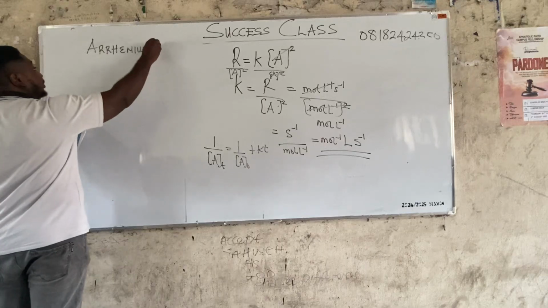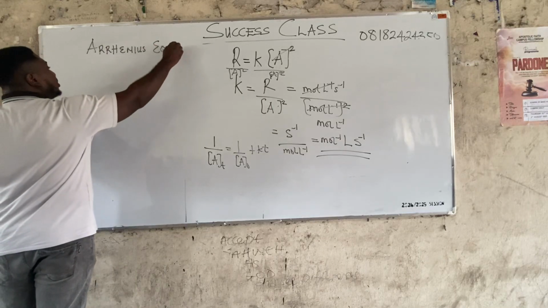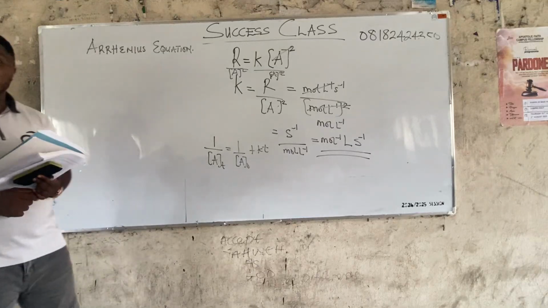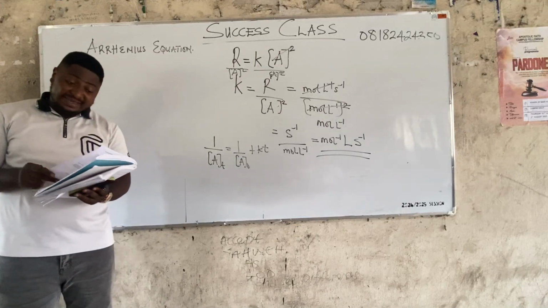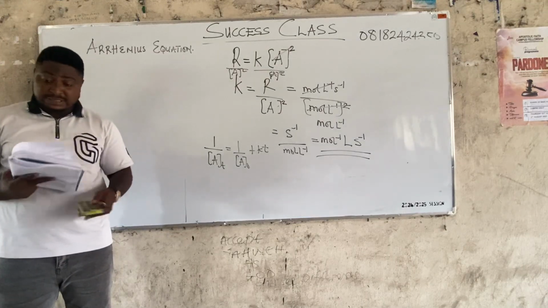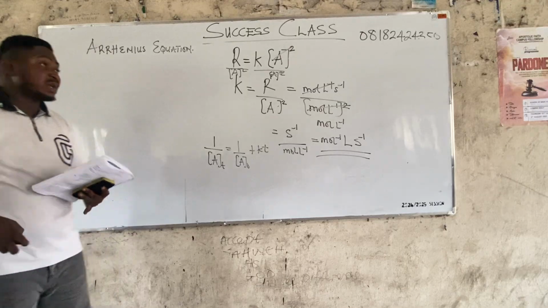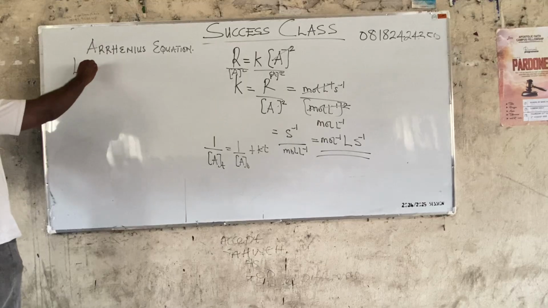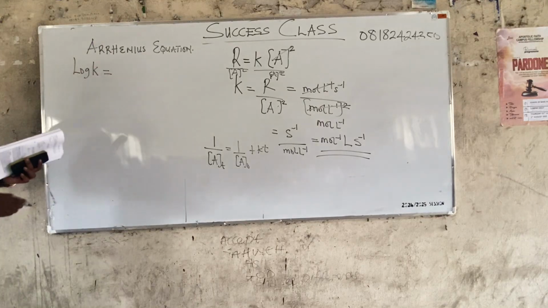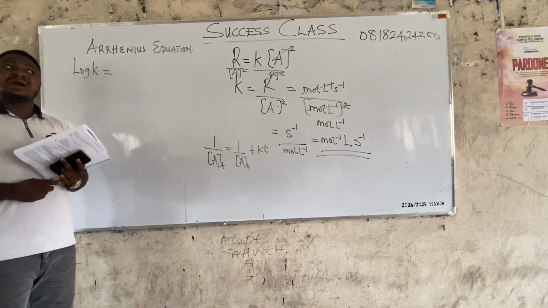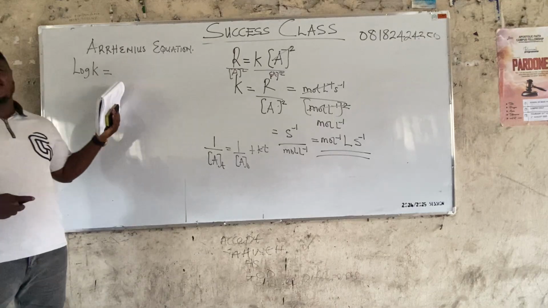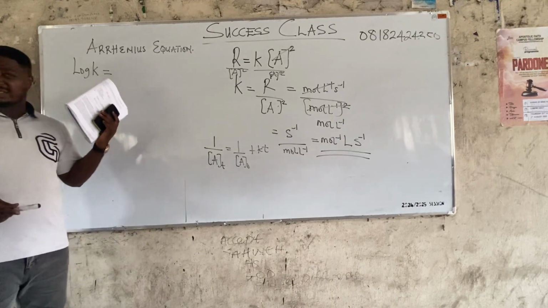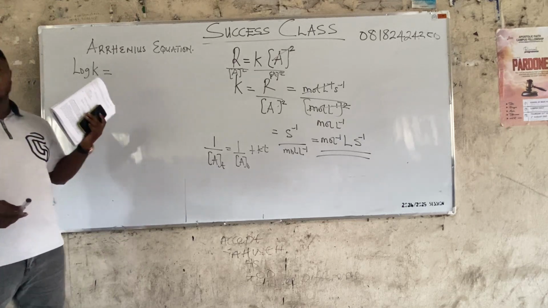Class, the Arrhenius equation relates the rate constant k to temperature. It's an equation that relates the rate constant k to what? Temperature. You will be asked in the exam. I don't think you will escape a question on this in the exam. This is one of the most consistent topics. It comes out every year.